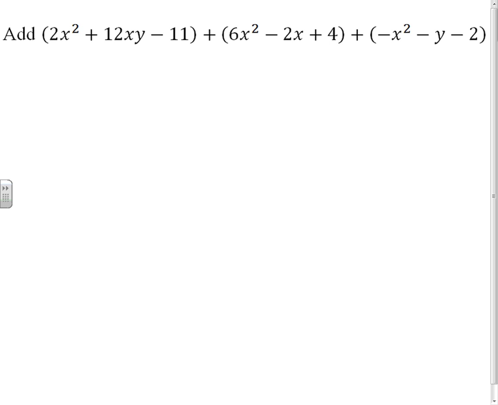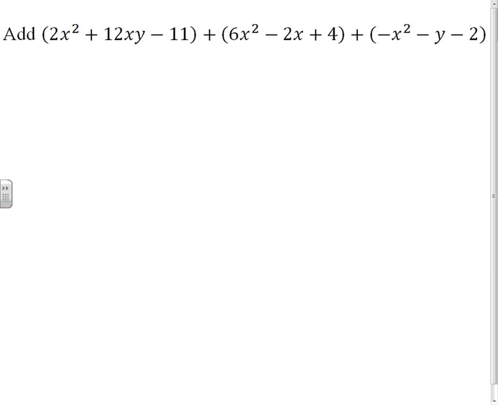We're going to add 2x squared plus 12xy minus 11, 6x squared minus 2x plus 4, and negative x squared minus y minus 2. Alright, so since we're adding polynomials, we don't need to change the signs of any of these polynomials. And you'll see what I mean when we're subtracting in the next example. Because when you're subtracting, you have to change the signs of the second polynomial.